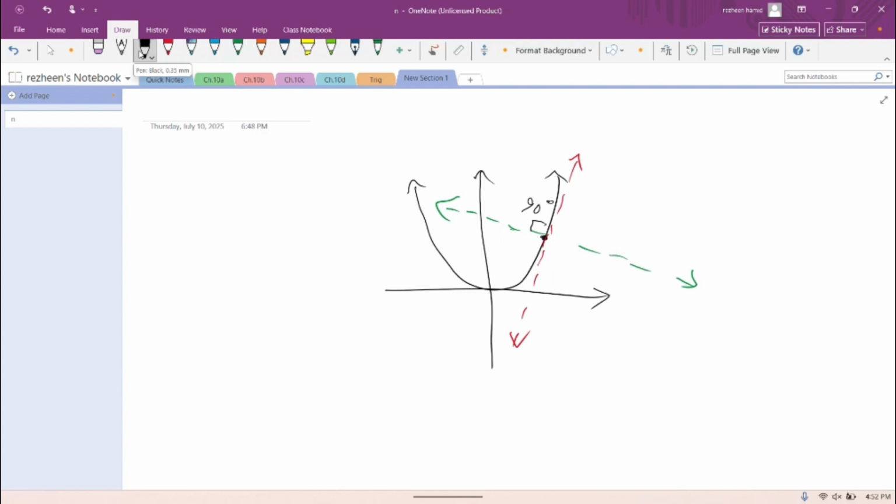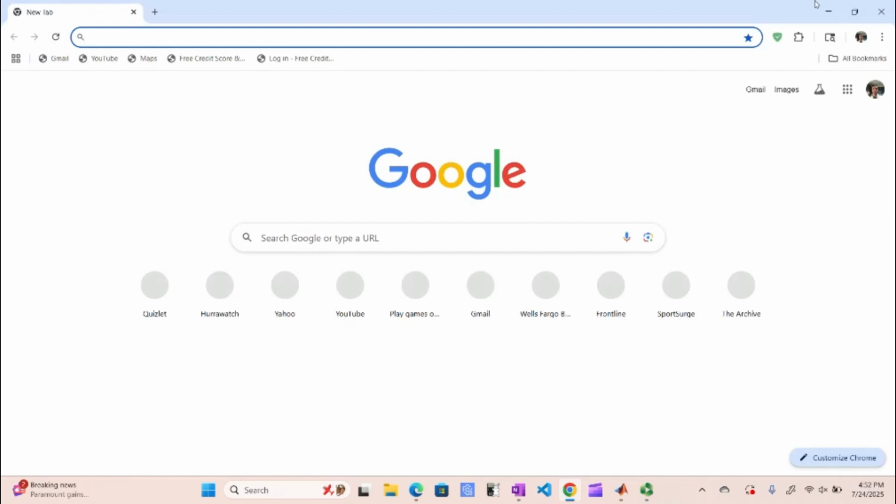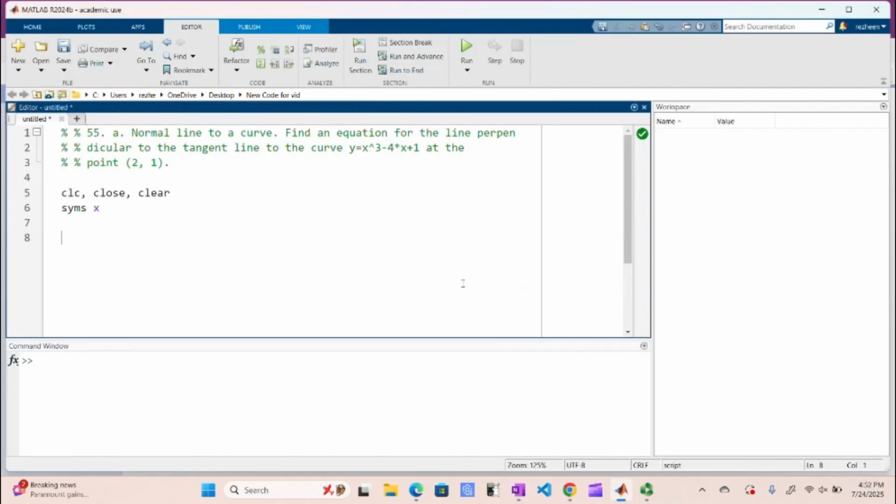All right, so let's go back to the problem. Let's actually open up MATLAB. We've already seen the problem. I put the problem in MATLAB already, and I've already done clc, close, and clear all the variables. We are going to do this symbolically, so I've defined x symbolically here. Now we're going to put the rest of the code in. Let's start by copying and pasting the curve that they give us. We're looking at 2 and 1, so x1 equals 2 and y1 equals 1.